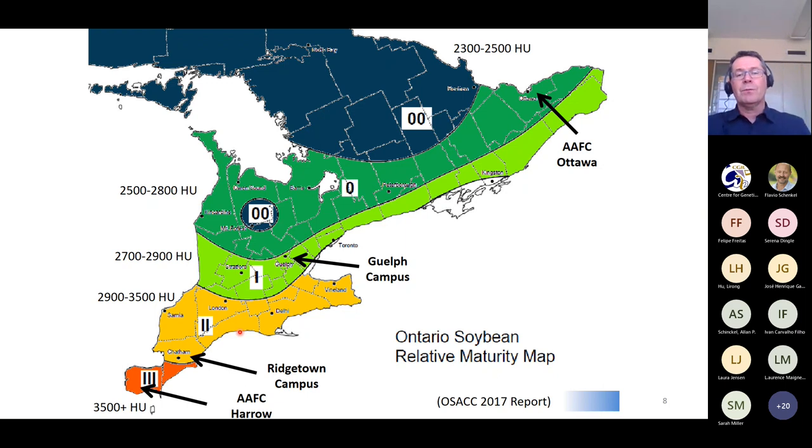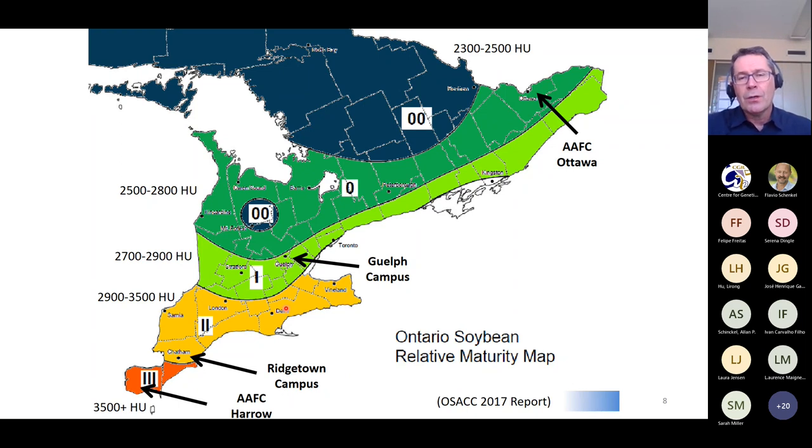The reason soybeans actually have 13 maturity groups is from 000 to group 10. When I visited Brazil, in the Paraná state area, they were growing mostly maturity groups 6 and 7, depending on the region in Brazil. Those soybeans would never make it here because they need a much longer season and more heat.